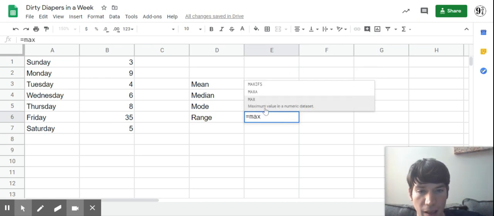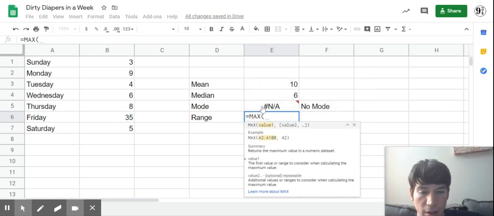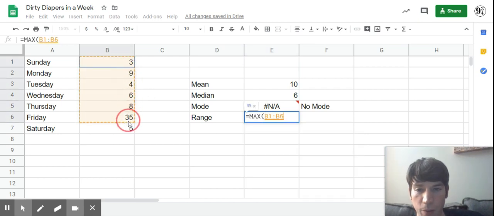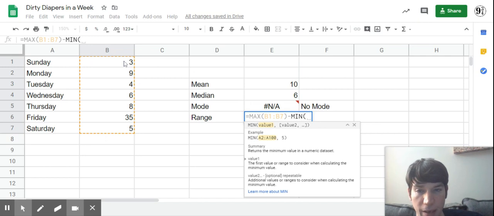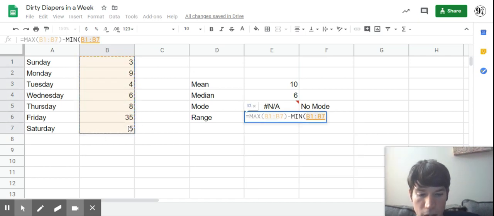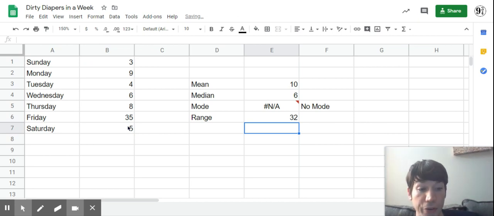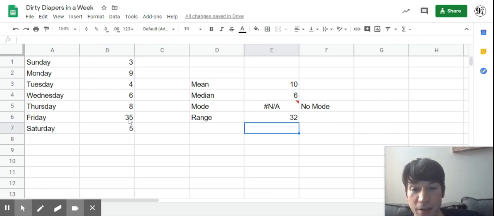So the max, we want this. Okay. And what we would do is go over and say, well, which one of these? Pick out the maximum. Put a parenthesis to close that off. And I'm going to subtract away the minimum. Here, I'm going to say, well, what is the minimum value here? And that's going to give me 32. Now, what it actually did was subtract 35 and 3.